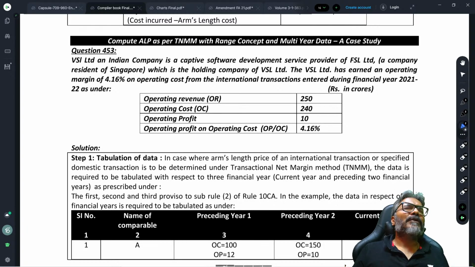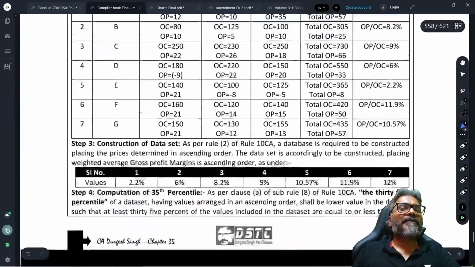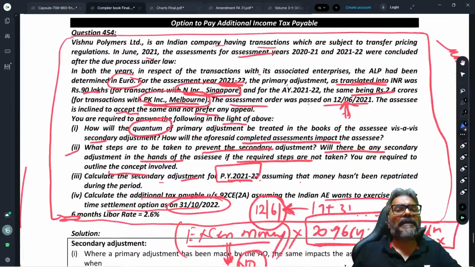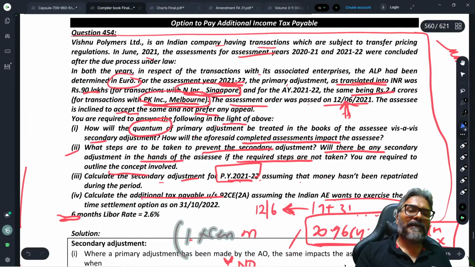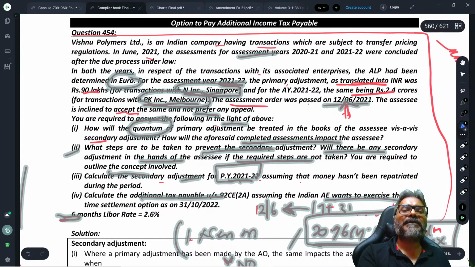At least be conceptually clear as to how the concept of multi-year data has to be applied. This multi-year data concept has to be applied for the 3 methods. Which are the 3 methods? Cost plus method, resale price method, and the transaction net margin method. In these 3 cases, you will have to take up the comparables on the basis of the multi-year data.